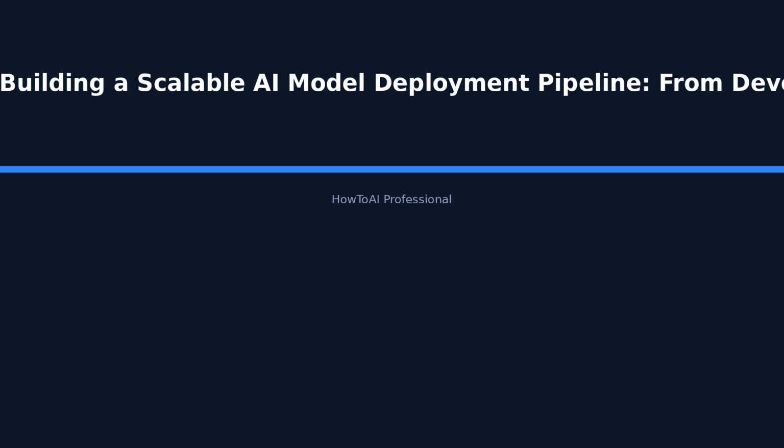Today, we're diving deep into a topic that is crucial for anyone interested in artificial intelligence and machine learning: building a scalable AI model deployment pipeline. As the demand for AI solutions continues to grow across various industries, understanding how to transition from development to production effectively becomes paramount. In this video, we will explore the entire process of deploying AI models, focusing on best practices, tools, and methodologies to create a pipeline that scales efficiently.